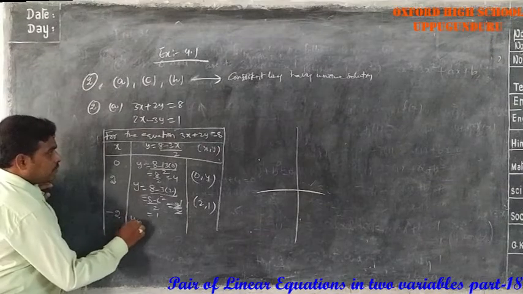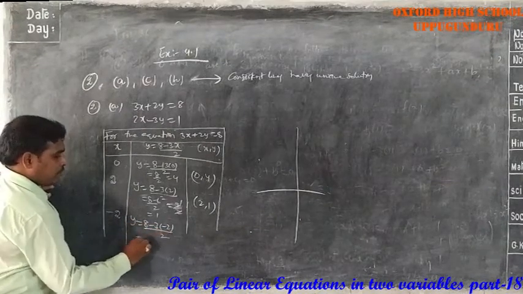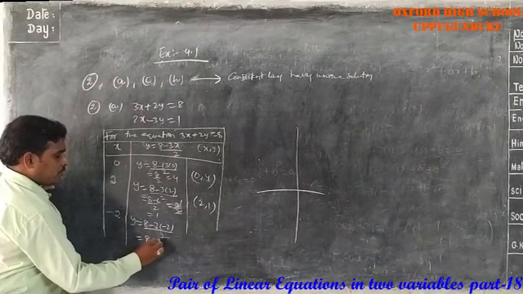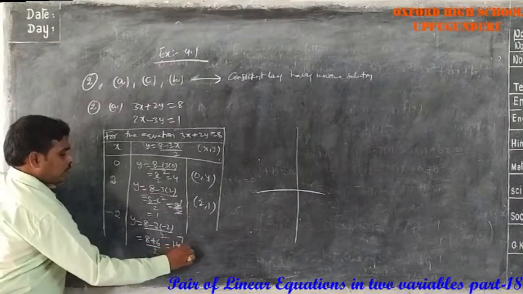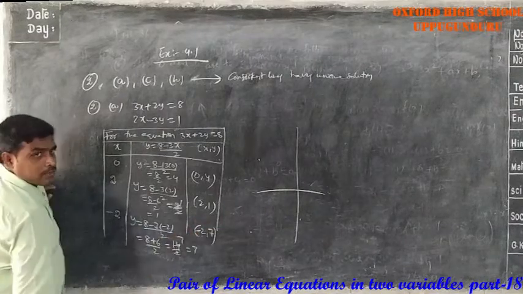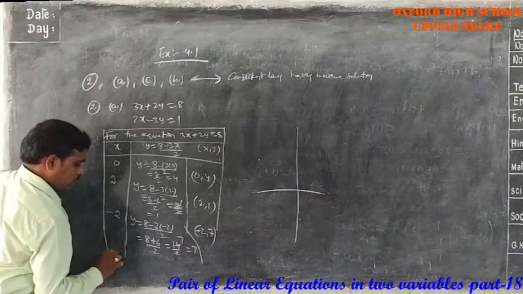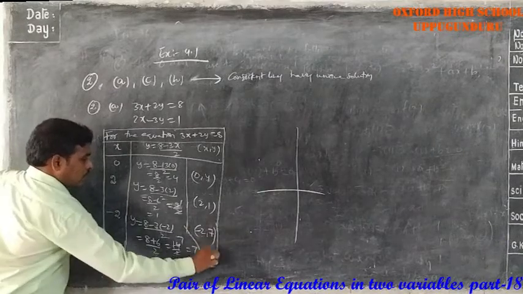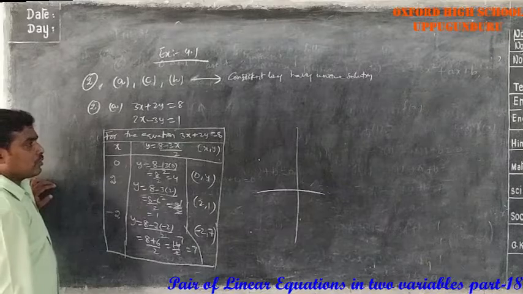What is the y value? 8 minus 3 into minus 2, by 2. So 8 plus 3 twos are 6, by 2. 8 plus 6 is 14, by 2, 7. So 2 comma minus 2 comma 7. This is the point. So you can take any points. Here I am taking 3 points. You can take more than 3 also.